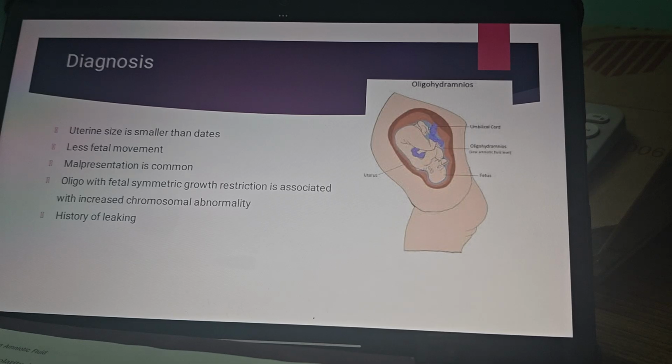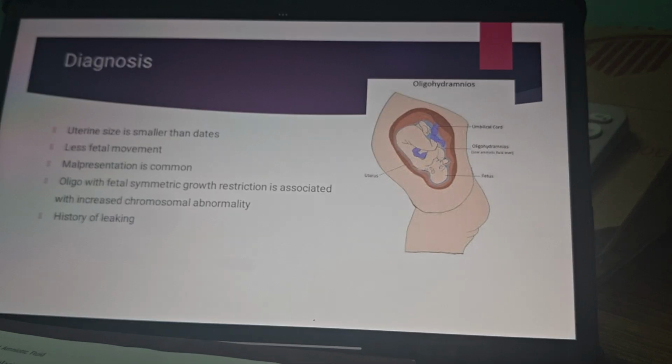So, how will you diagnose this oligohydramnios? First of all, when you do a per abdominal examination of the mother, the uterine size is smaller than the dates of the baby. Fetal movements might be perceived less by the mother. There is absent or reduced fetal movement. Malpresentation is common. And oligohydramnios with fetal symmetrical growth restriction is associated with increased chromosomal abnormality risk. A history of leaking can also be there.